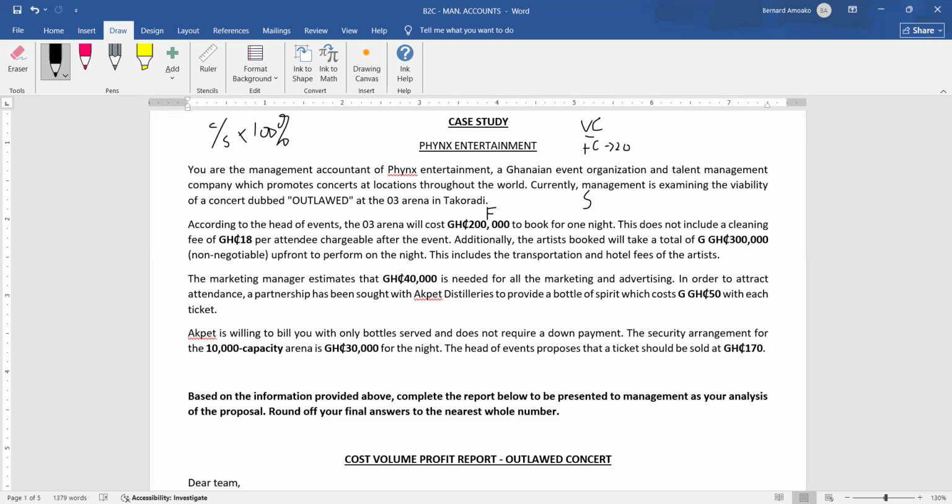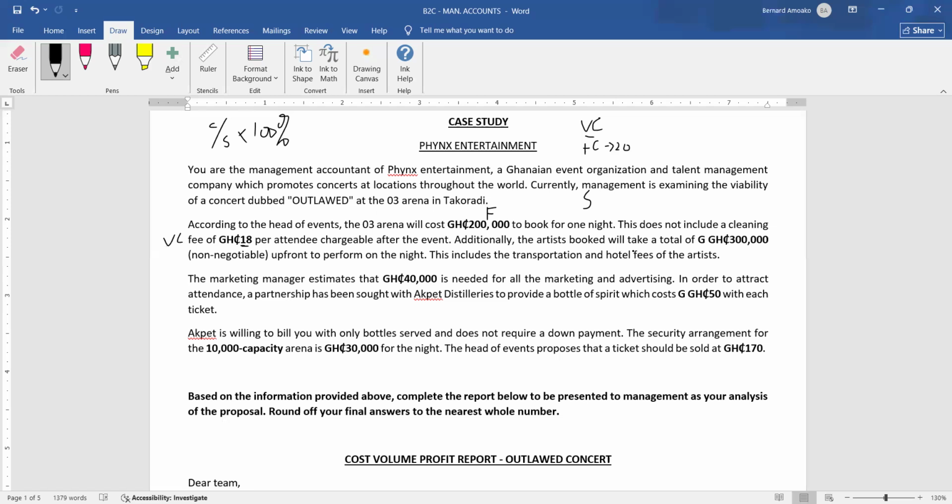This changes with respect to attendees. So what type of cost will the 18 be? Can someone guess? What type of cost is the 18? It's a variable cost too. Thank you. Variable cost, so VC. So one variable cost noted.